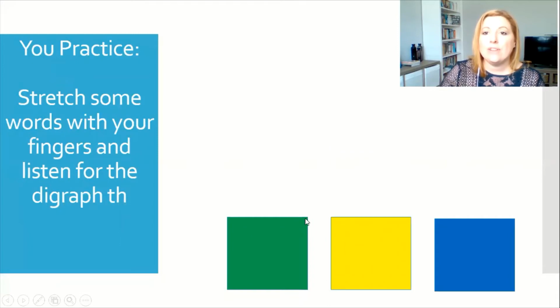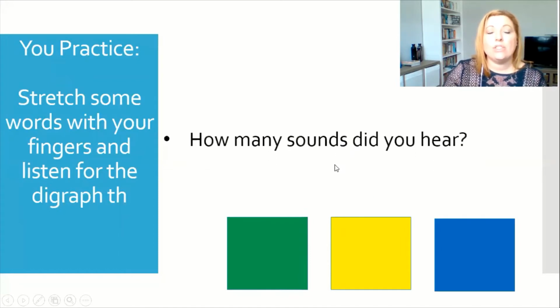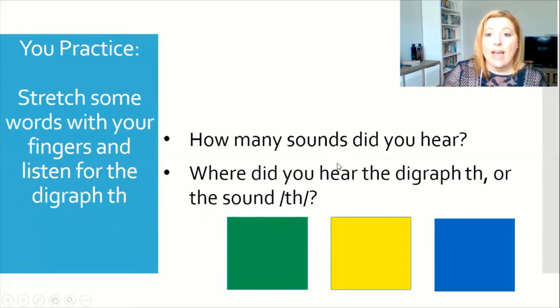Good. So you should have said that. So how many sounds did you hear? You should have heard 3 sounds. Where did you hear that digraph or that sound in the word? The beginning, the middle, or the end? Let's check the boxes one more time. Great, yes, you should have heard it at the beginning of the word.